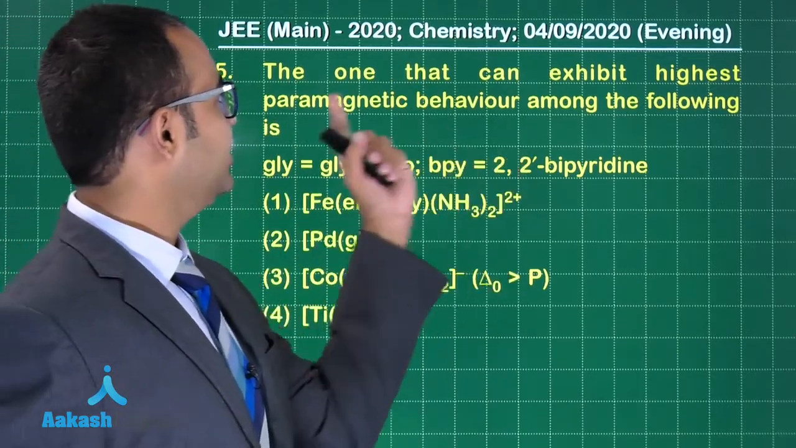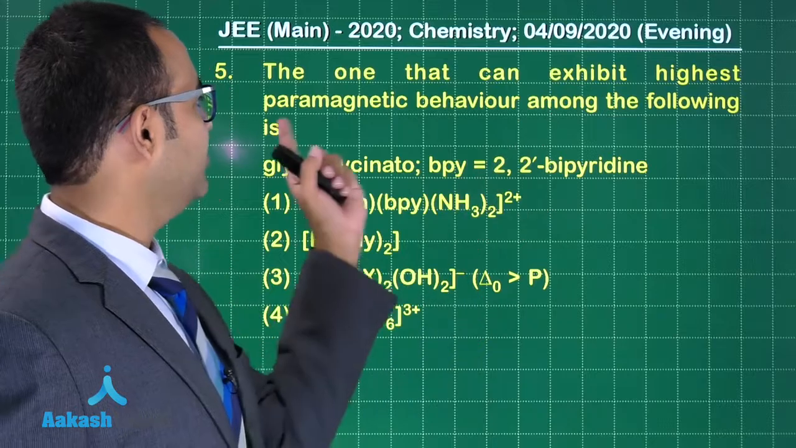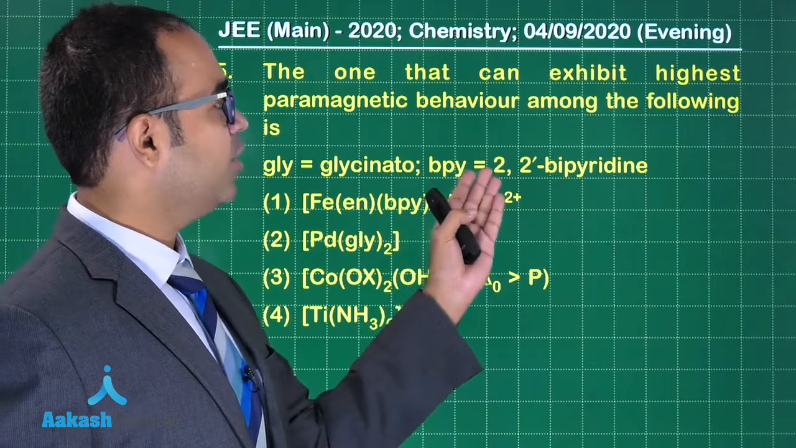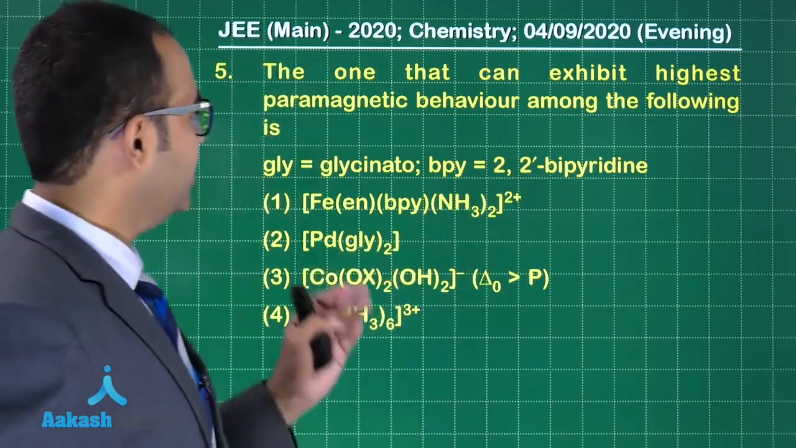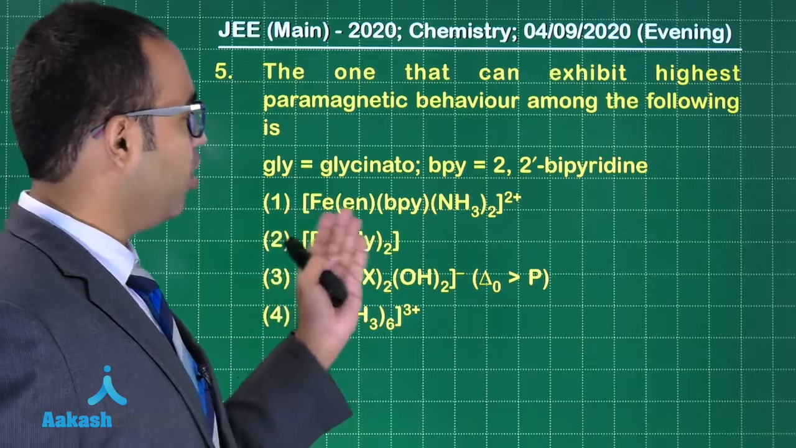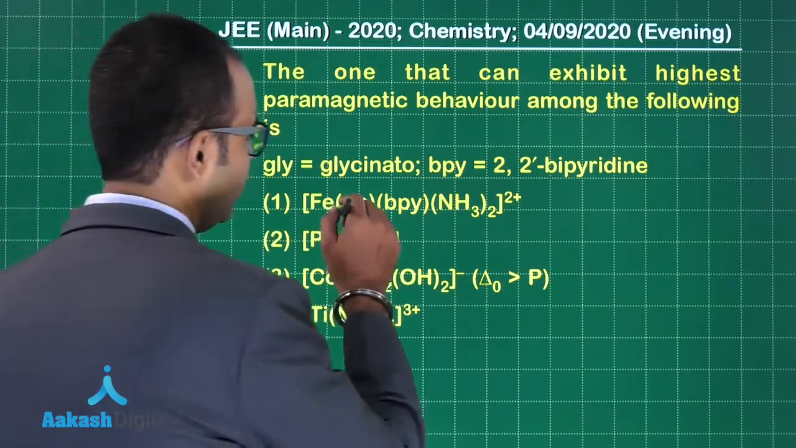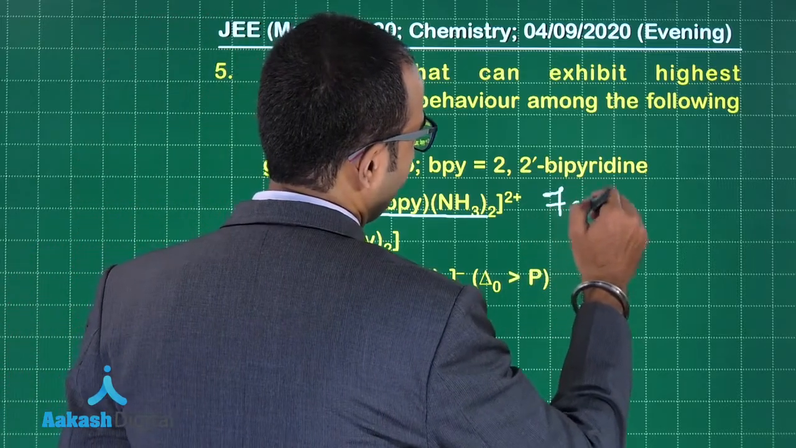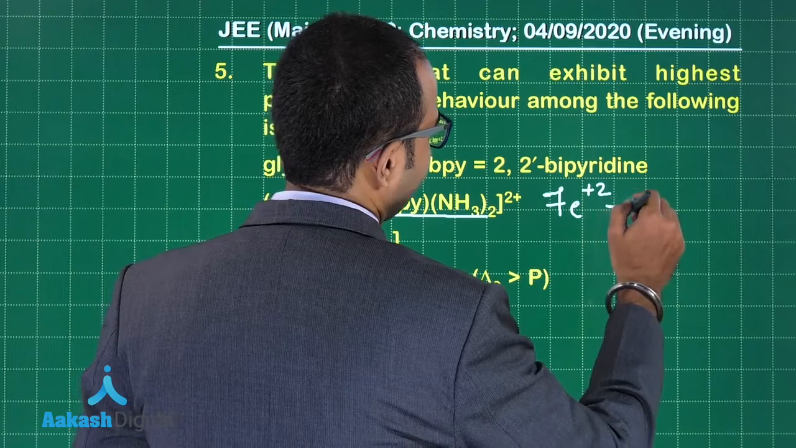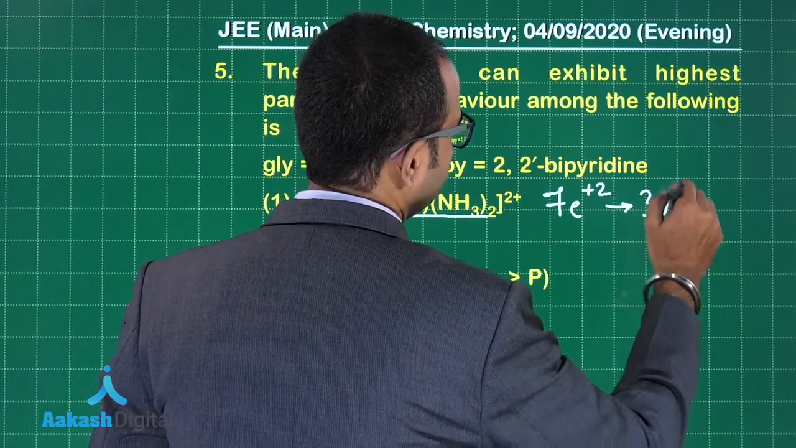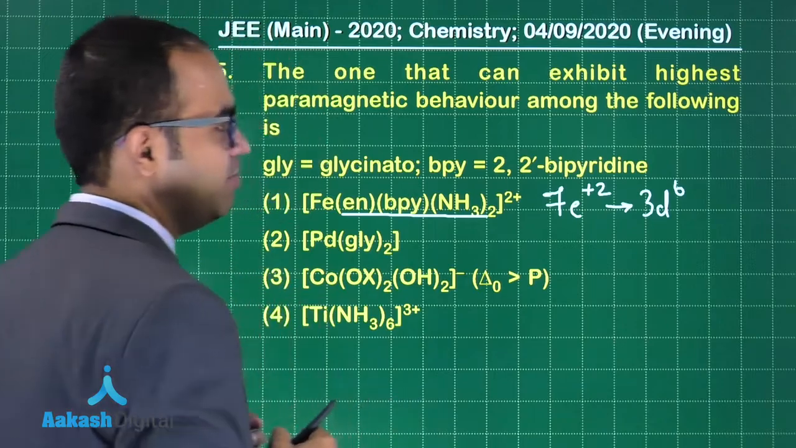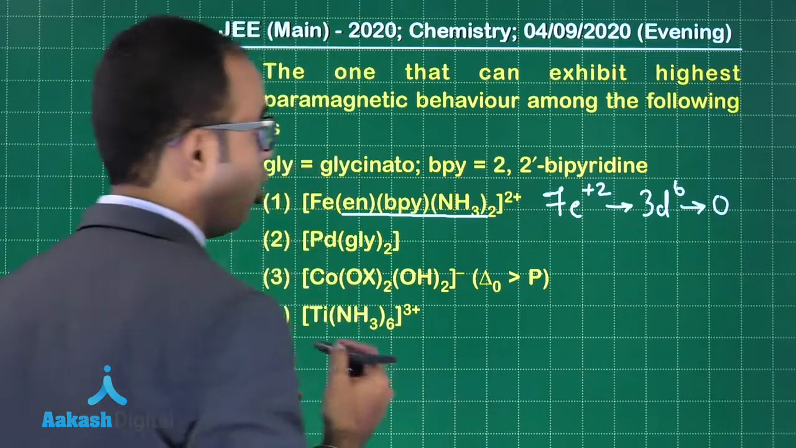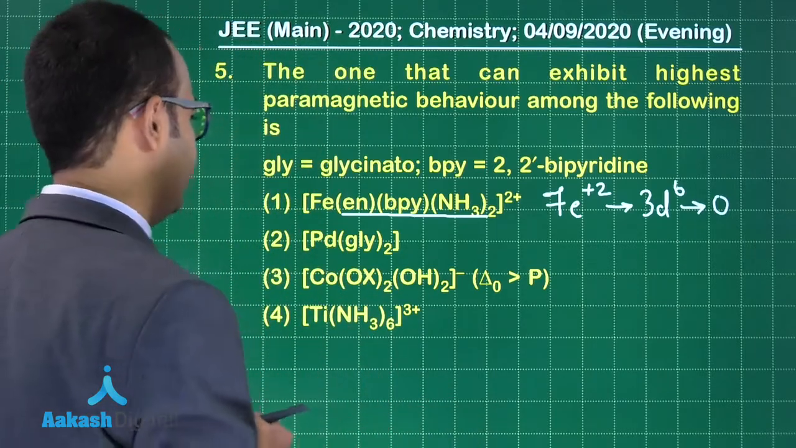The one that can exhibit highest paramagnetic behavior amongst the following. Okay, GLY stands for glycinato, BPY stands for 2,2-bipyridine. So in the first option, all the three are strong ligands, and Fe is having an oxidation state of +2, right? So it will be 3d6. The number of unpaired electrons in this case will be 0 because all the electrons will pair up.